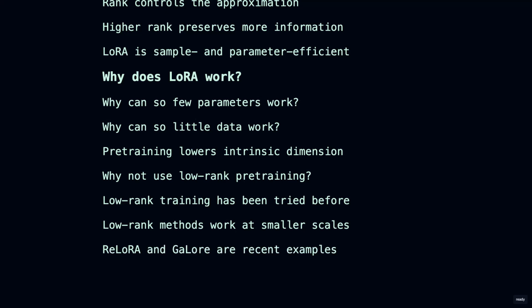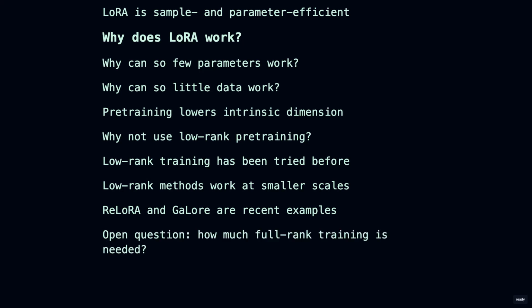More recent work has tried to bring this idea to larger language models. LoRA and QLoRA are examples of low-rank training methods that show promising results at billion-parameter scale. The open question is how much full-rank learning is needed before low-rank methods can take over. That balance between compression and expressivity is still an active research topic.